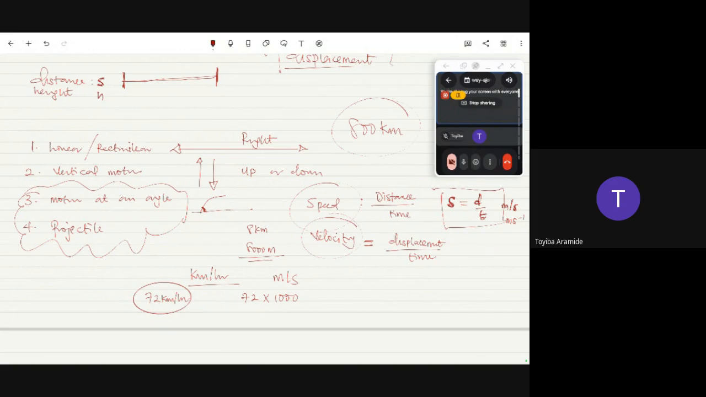So 800 kilometers, if you take it to meters, what will it be? It will be 800, then 1, 2, 3 zeros: 800,000 meters. Very, very long.